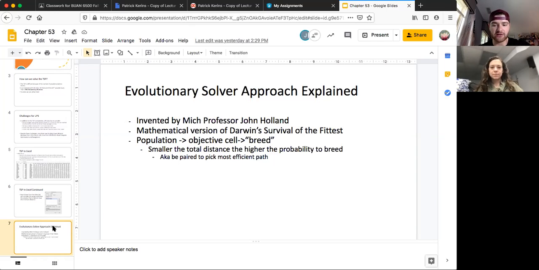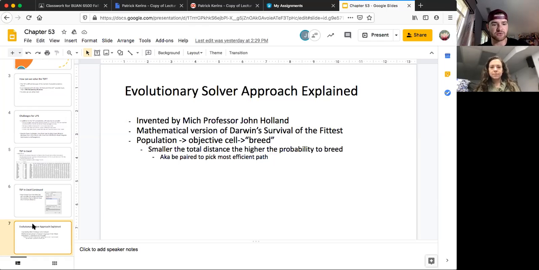Two members of the population are then chosen to breed or pair up together. But they're chosen to breed if they have a small total distance. So the smaller the total distance from one city to another, the higher probability that they will breed or pair up. Pretty much keeping in mind the objective of the case itself, that you want to find the shortest path from one city to another without hitting the same city twice.